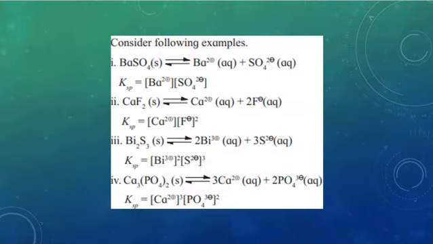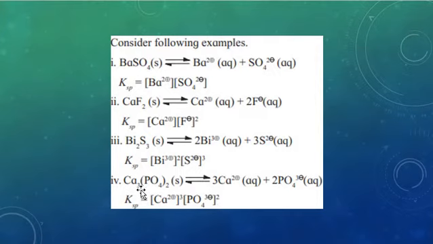Let's see some examples. For example, barium sulfate. It is producing one ion of barium and one ion of sulfate if we are taking one molecule of BaSO4. So simply Ksp is equal to barium ion concentration multiplied by sulfate ion concentration. Let's take the example of calcium fluoride. On ionization, calcium fluoride will give one calcium ion and two fluoride ions. So Ksp for calcium fluoride would be calcium ion concentration multiplied by fluoride ion concentration raised to power 2. Why? Because 2 is the coefficient of fluoride ion.